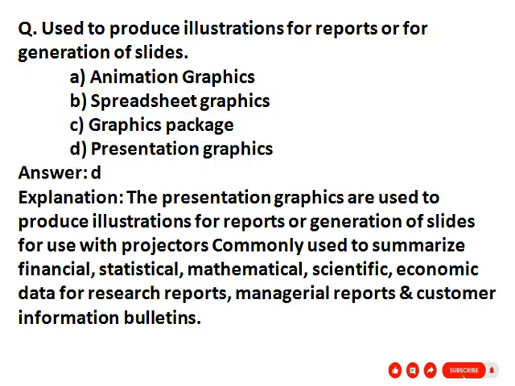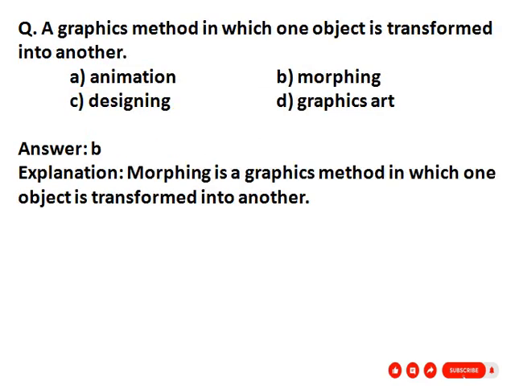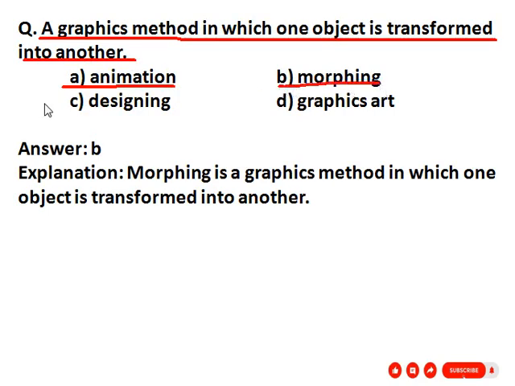Next question. A graphics method in which one object is transformed into another. Given options are A. Animation, B. Morphing, C. Design, D. Graphics art. Your correct answer is option B. Morphing. Morphing is a graphics method in which one object is transformed into another.